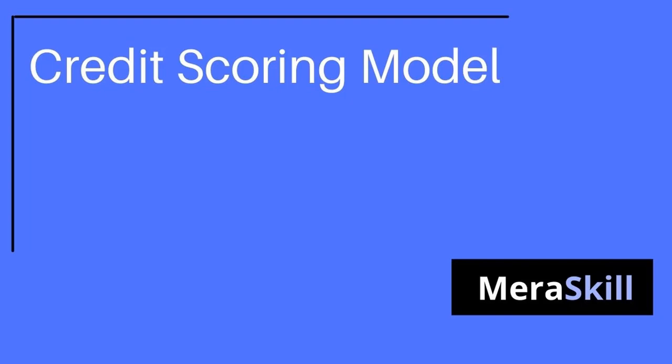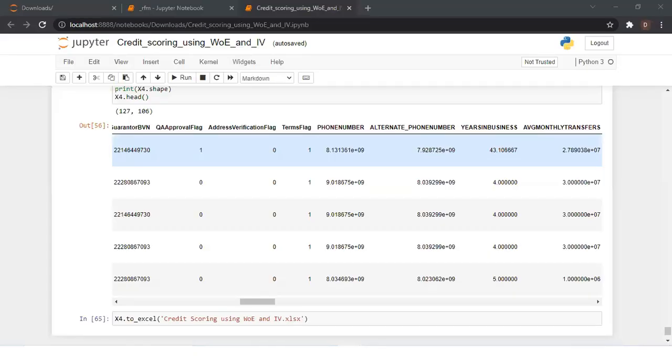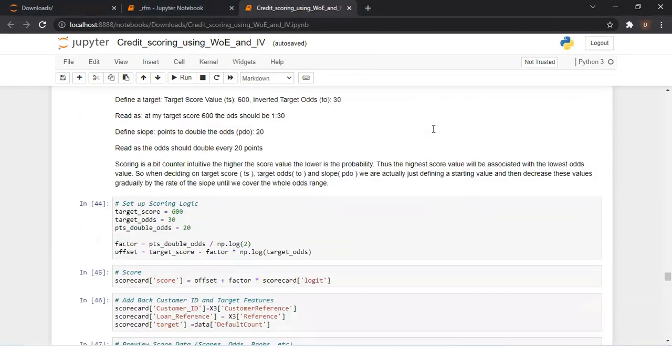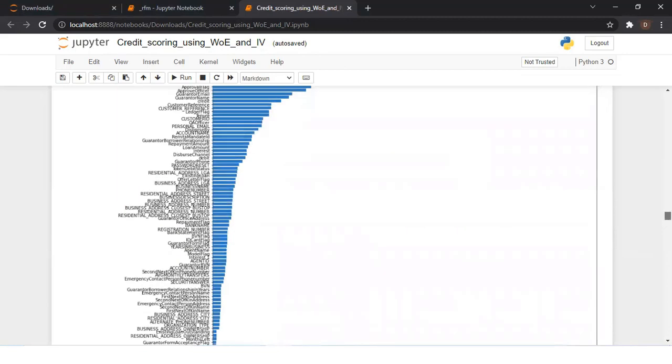Okay, so I'll share my screen and take you through the first. Is my screen visible? Yes, Deepak. Let me first discuss this credit scoring using weight of evidence and information value system.